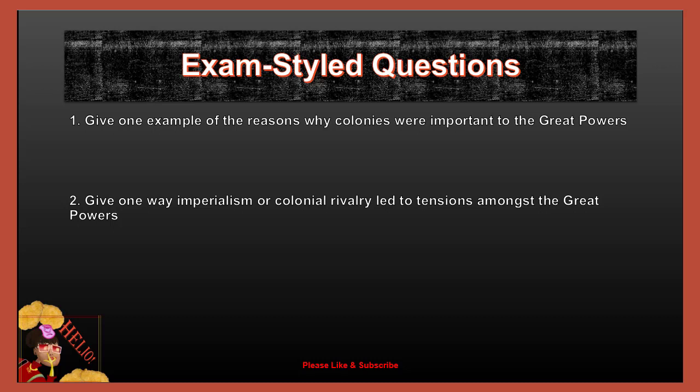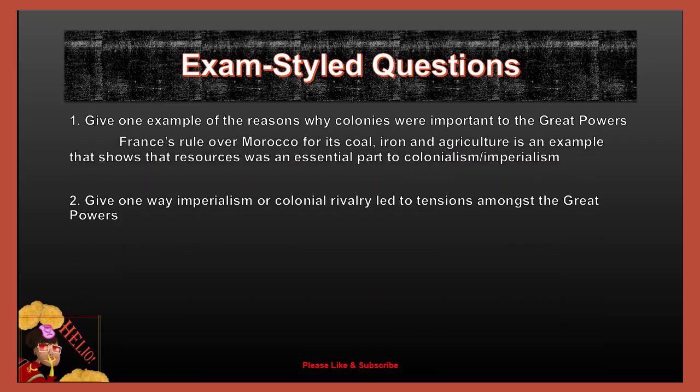These are the ways in which I answer the question. You have to do the same way I did. Here we go. France's rule over Morocco for its coal, iron, and agriculture is an example that shows that resources was an essential part of colonialism/imperialism. So the strive for resources, but we can see this was France.